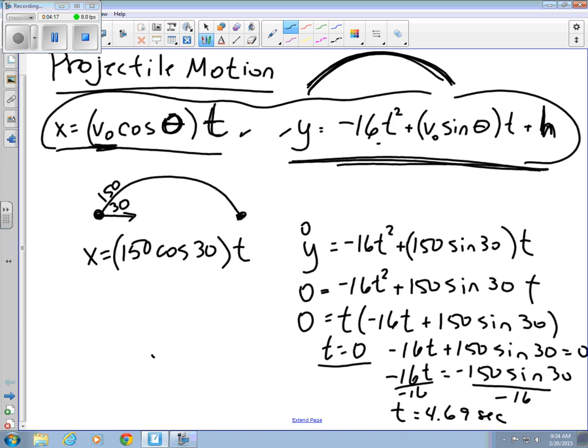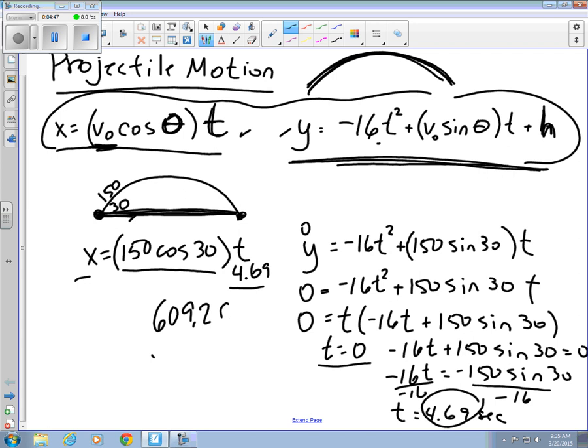So look at part C. Actually, let's not do C yet. Let's do part D next. Part D, determine the distance that the ball traveled. You've got to think about what that means. The distance the ball traveled is right here, and isn't that an x value? You know that 4.69 seconds is how long it took, so this will tell you the distance the ball travels. You multiply 150 cosine 30 times 4.69, and you get 609.2 feet. That's how far this guy hit the ball. Blake can hit that ball.